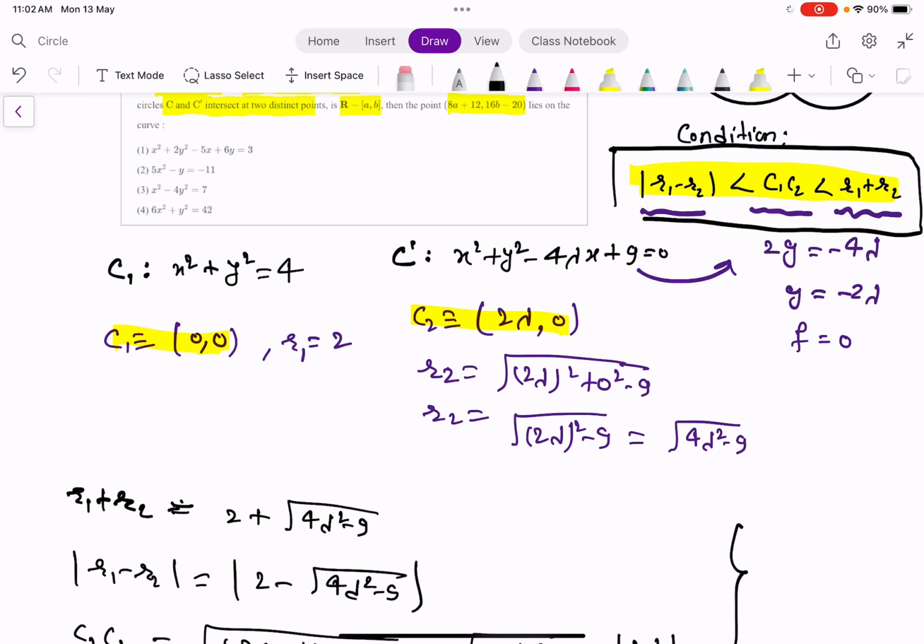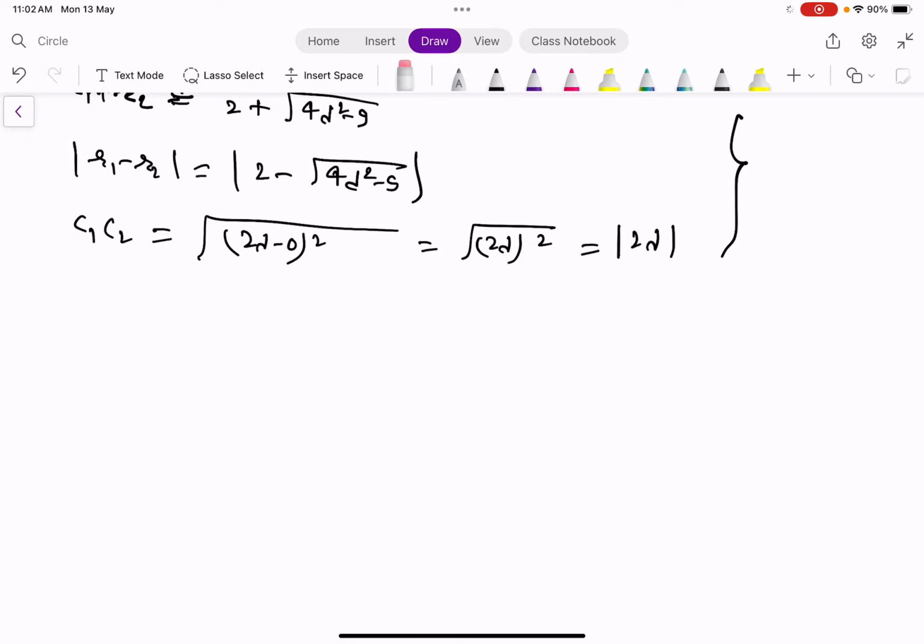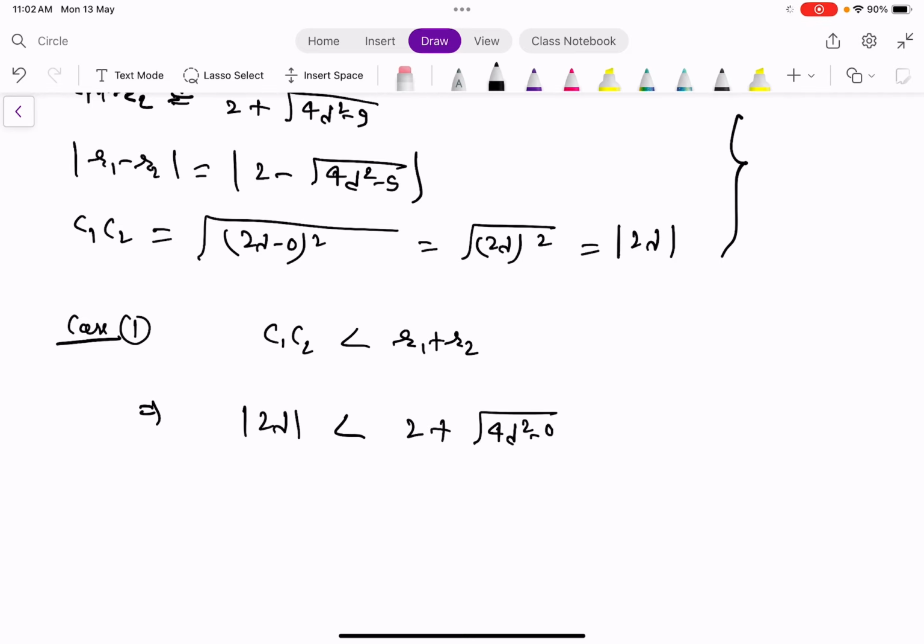If you see carefully, in this condition we have two cases. Either we take one inequality or we take the other. Let us see both cases. Case 1 is that the distance between c1 and c2 is less than r1 plus r2. The distance between c1 and c2 we got as mod of 2 lambda, and this is less than r1 plus r2, which is 2 plus under root of 4 lambda square minus 9.